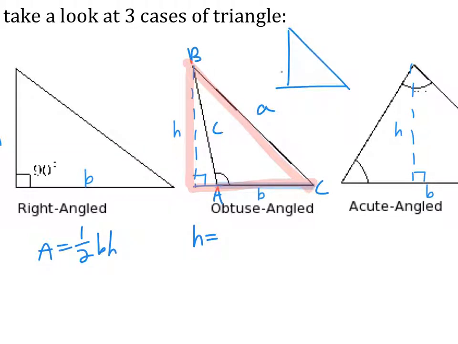Well, let's take a look at this here. This is basically the red triangle, but I redrew it on the right. So C is my reference angle. What is H and A relative to C? What trig function? Sine. So sine of C is equal to H over A, right?